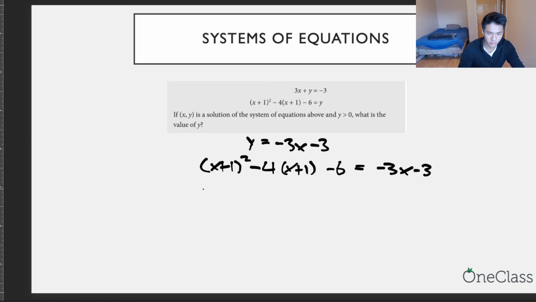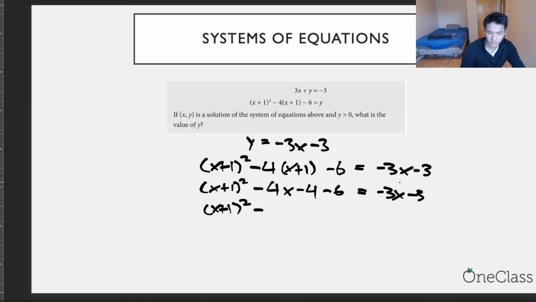So let's keep x plus 1 squared for now. Say x plus 1 squared. And then we have 3x here, so we know we're going to have to change something here. So we can multiply this out. So we have -4x minus 4 minus 6 equals -3x minus 3. We get (x plus 1) squared minus 4x plus 3x is going to equal minus x. Minus 4 minus 6 is -10. Plus 3 is going to be -7. And that's going to be equal to 0 because we've eliminated everything on the right side.